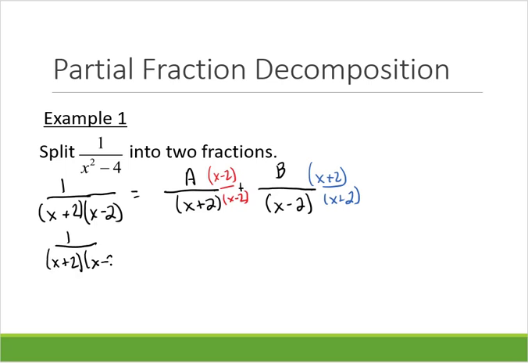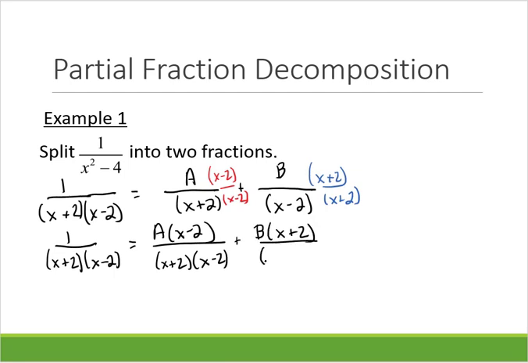I'm trying to get to this fraction, and I have A times x minus 2 over my common denominator. So really what I need is for the numerators to be equal. So what I need is A times x minus 2 plus B times x plus 2 to equal 1.